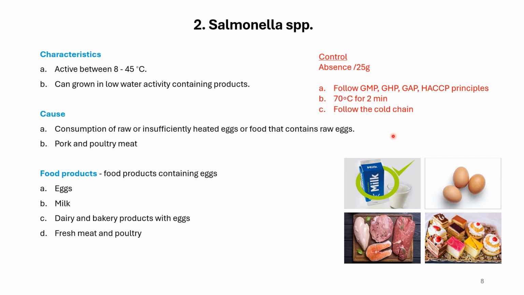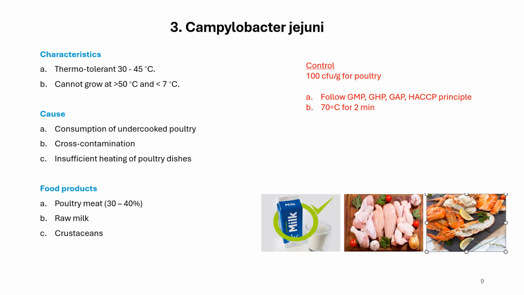The third organism, Campylobacter jejuni, is responsible for causing a condition called campylobacteriosis, which is featured by fever, abdominal cramps, and diarrhea. These organisms are said to be thermotolerant. They are very active between 30 to 45 degrees Celsius, but cannot grow beyond 50 degrees Celsius and lower than 7 degrees Celsius. Now, what is responsible for causing Campylobacter food infection?